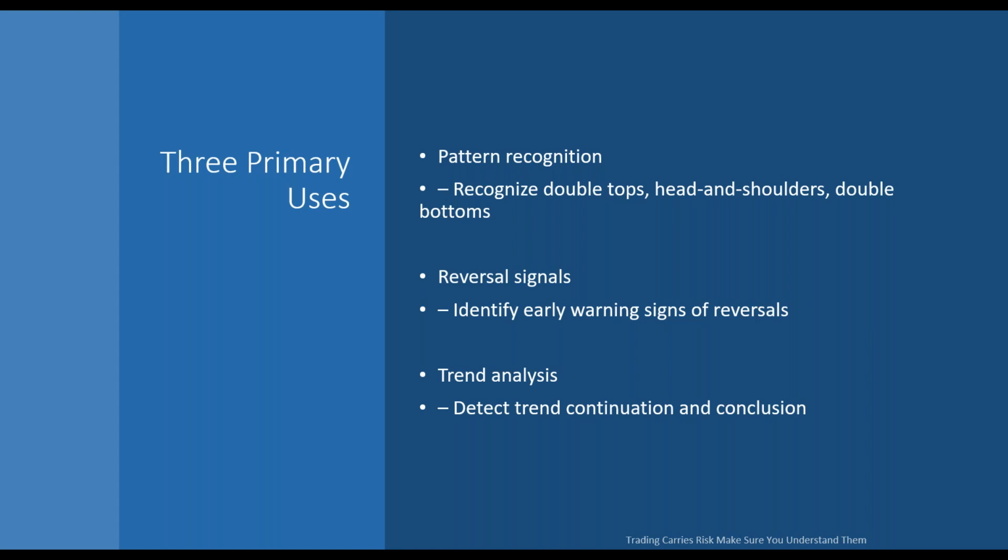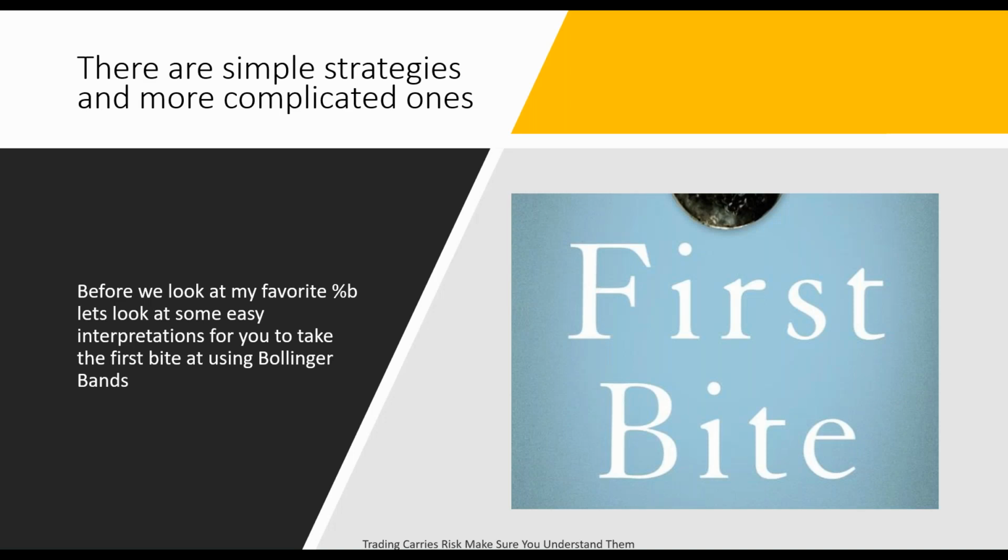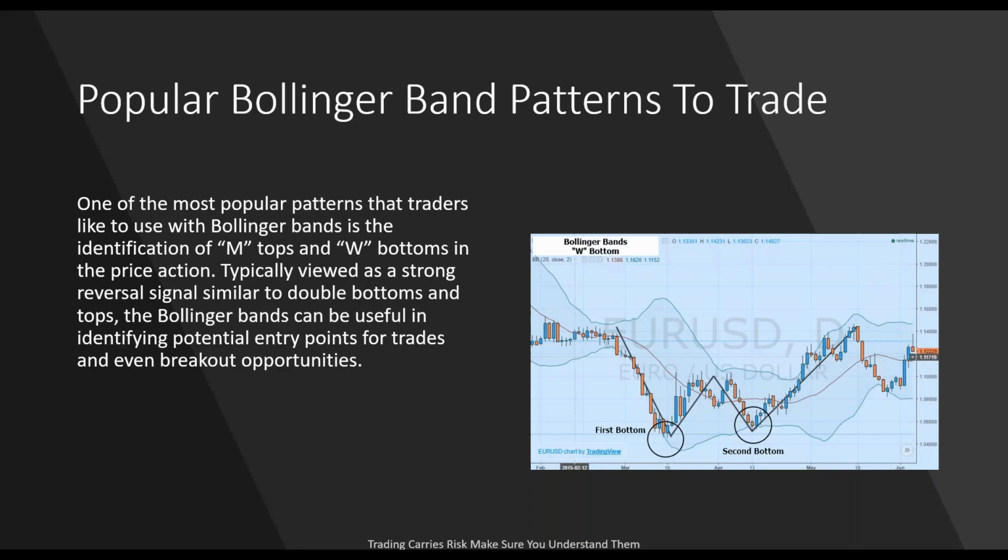Now, these bands give you 3 pieces of valuable information, or 3 ways that you can use them. One is through pattern recognition, which are known as double tops or double bottoms, or for Bollinger Bands called M's and W's. Then it gives us reversal signals, telling us the trend is about to reverse, and it also gives us trend analysis, and it will detect continuations or conclusions of the trend. But before we can look into these things and add on the next step, which is the newest part, %B, we first have to understand how to take the first bite out of the apple.